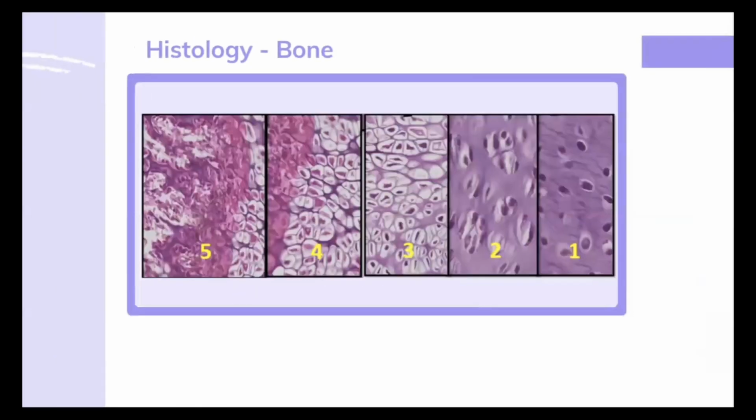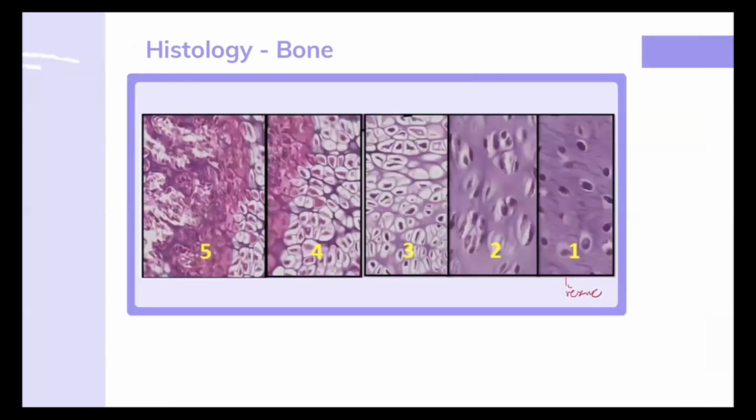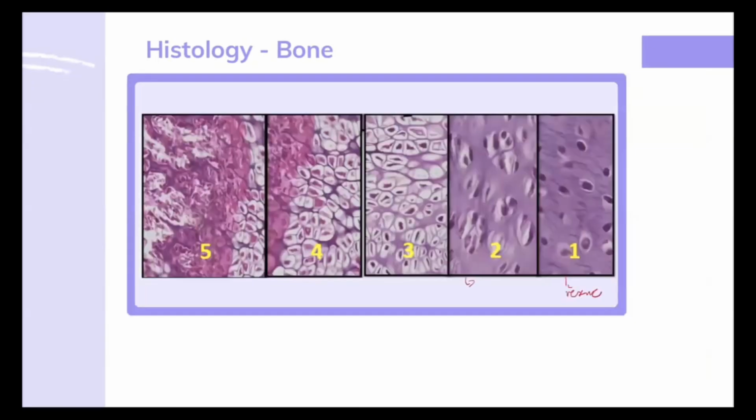So we'll go one by one. The first zone is this one, and this is reserve cartilage. These descriptions are from his slide notes. If they ask you the characteristic features of the reserve cartilage: no cellular proliferation or no active matrix production. Then you have 2, which is the proliferation zone. Here, his explanation was that these cells look larger than those in the reserve zone, which is true. They are both inside lacunae, but these cells in 2 obviously look much larger compared to 1. So now we're at the proliferation zone and we're done.